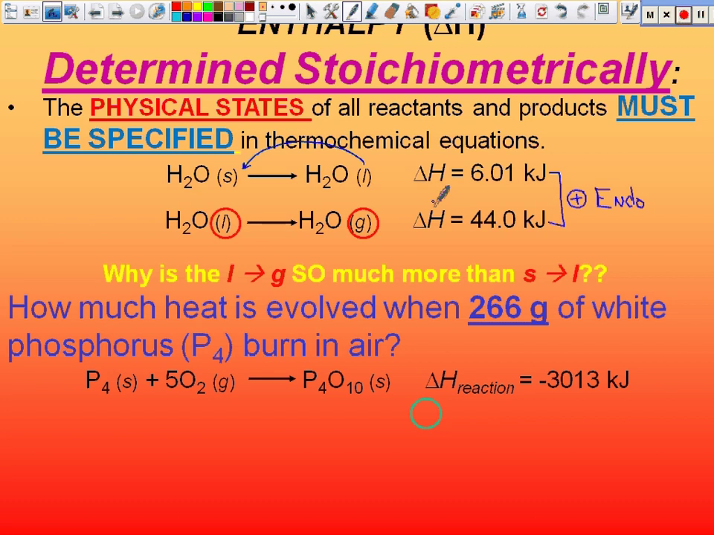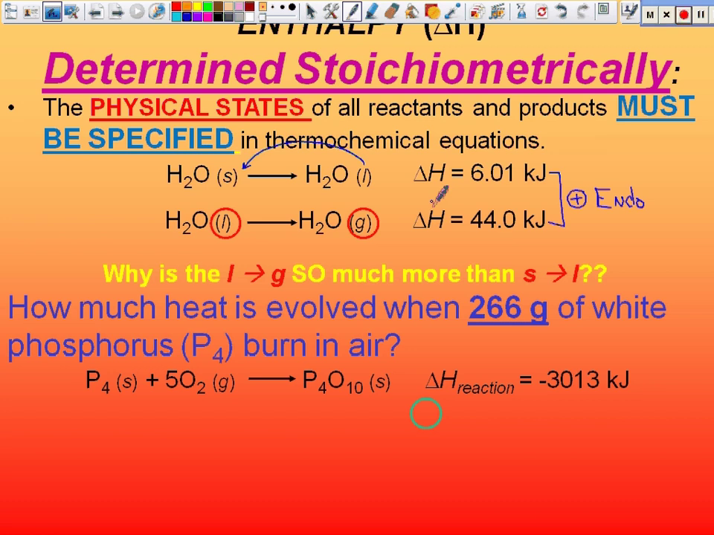So here's the stoichiometry part of this, and we're going to do this quite a bit. How much heat is evolved? Remember I told you about that word yesterday. What does that mean? Released. So you have to have what type of sign here? Negative. That's going to be very crucial to this. What happens when 266 grams of white phosphorus is burned in air?